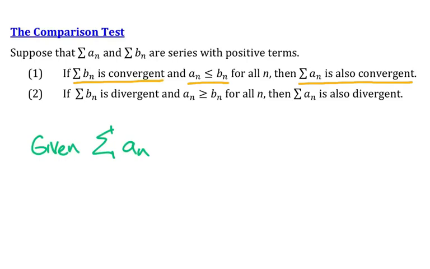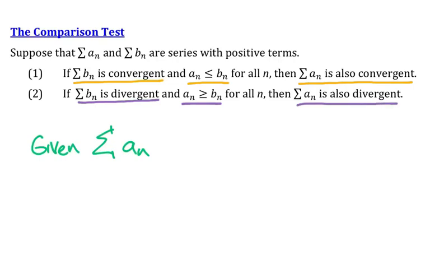And then the other part of the test says, if the series you know about, B sub n, is divergent and the terms of the series you're interested in are all bigger than or equal to the terms of B sub n for all n, then the series you're interested in will also be divergent.